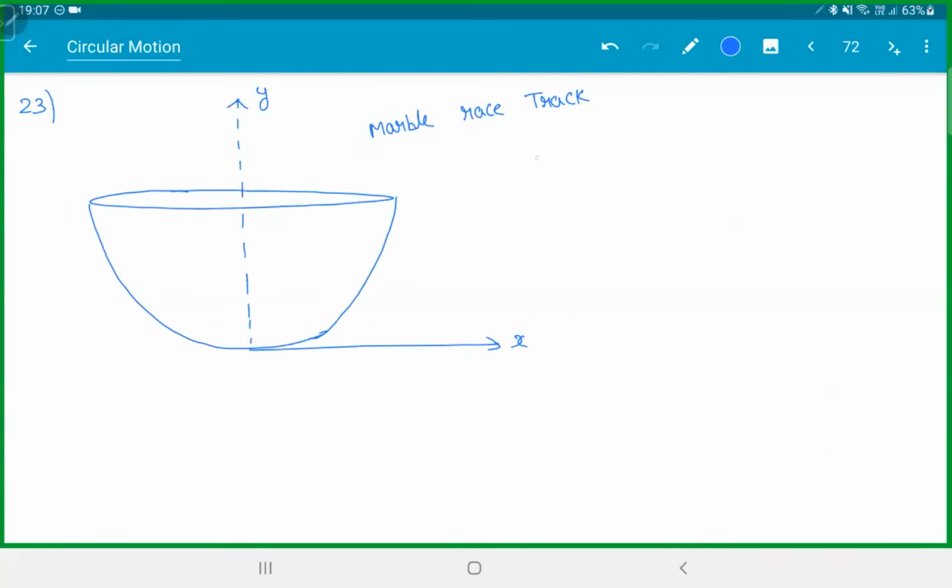So a marble racetrack, a smooth marble racetrack. It is observed the time a marble takes is time t for any speed. The marble thrown with any speed.